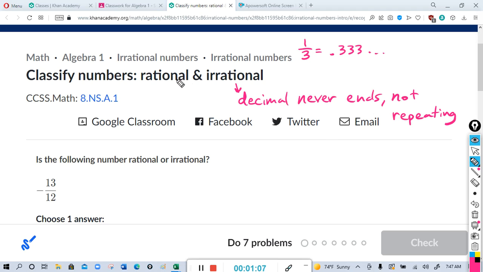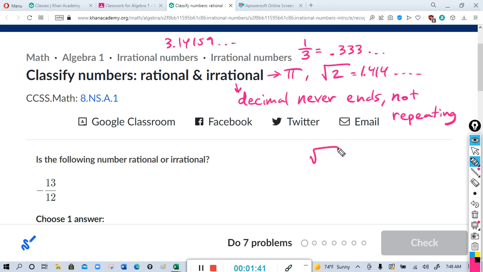All right. And just some examples of irrational numbers. If you have pi, that's irrational. Pi never ends. It's like 3.14159, and it just keeps going. It never ends and it doesn't repeat. And if you have a square root of something that's not a perfect square, it will never end. Like if you have the square root of 2, that's going to be 1.414, and it just keeps going.